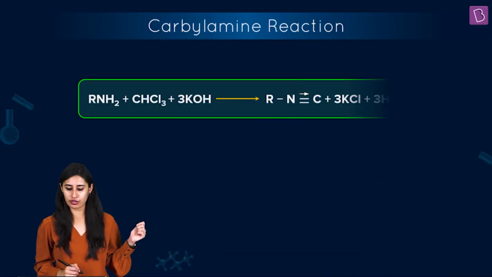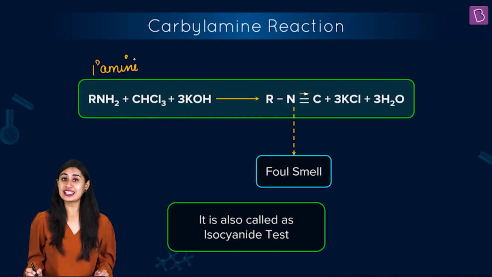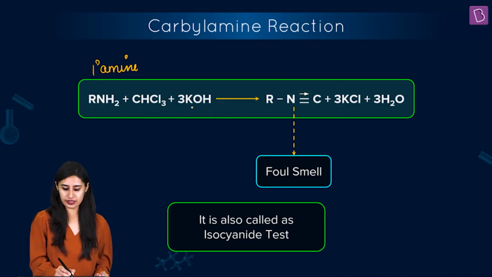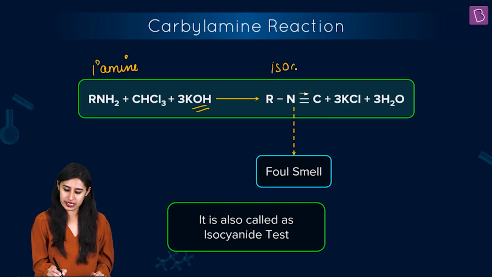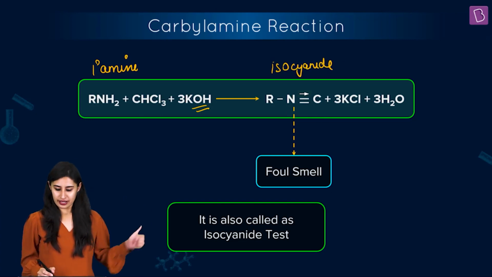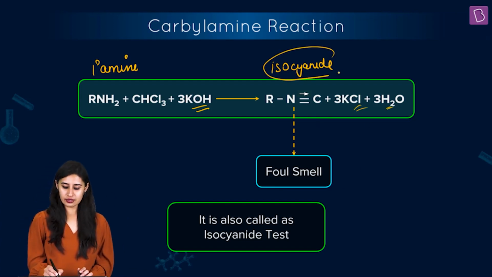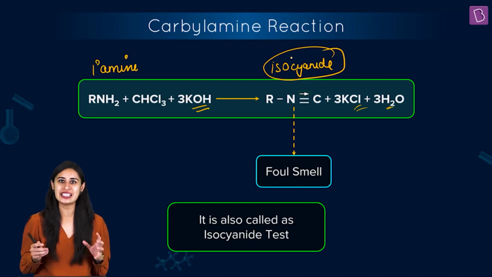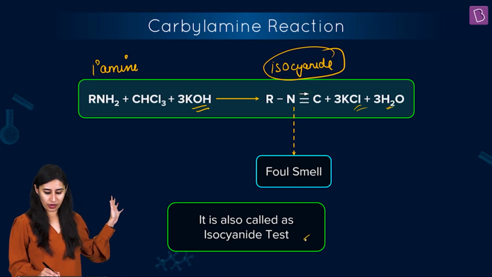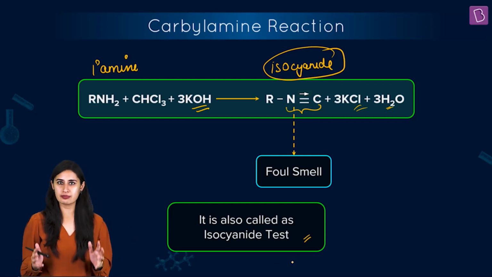Take a look at the reaction now. 1 degree amine will react with CHCl3 in the presence of KOH, potassium hydroxide, and what do we get? We get RNC, isocyanide group is what you can see here, right? So what you get is RNC along with KCl and water, and this isocyanide group is responsible for giving you that foul smell, that ill smell, that stinky smell, and it is also called isocyanide test for the same reason, because this is the group responsible for this foul smell.